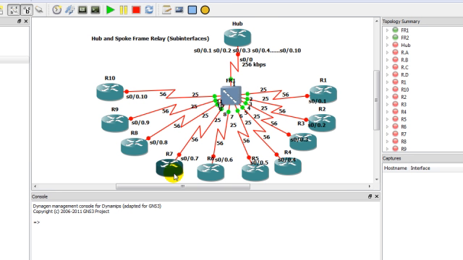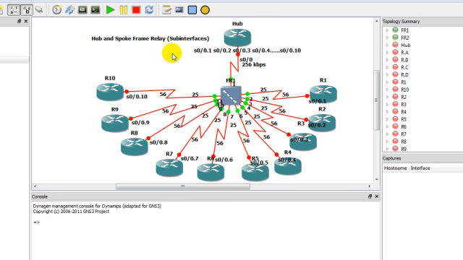Today we are going to talk about EIGRP over frame relay. As you remember, we talked in the last video about OSPF over frame relay. Now we are going to cover this subject, EIGRP over frame relay.